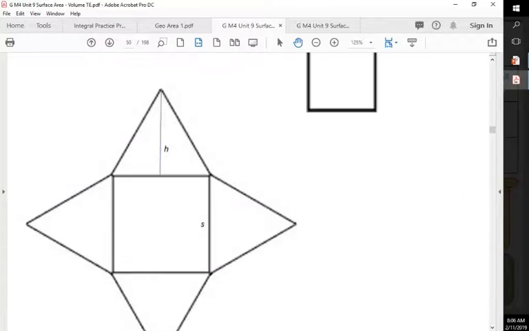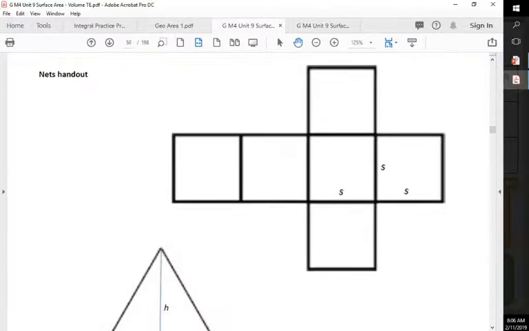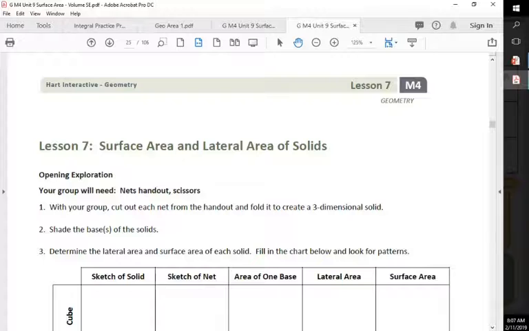We're working with 3-dimensional figures, and we're going to find the surface area of them and the lateral area of them. So what the heck is surface area and lateral area? Okay, surface area and lateral area is what we're talking about in lesson 7. That's what you are on. You're going to take the nets and fold them up into 3-dimensional shapes.